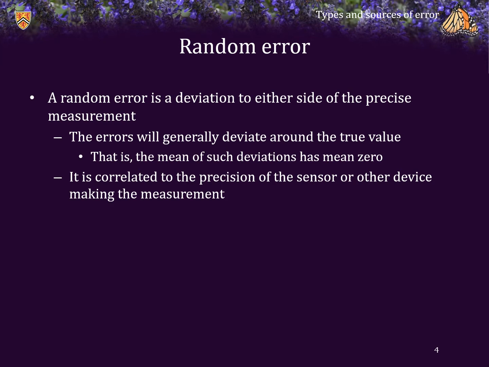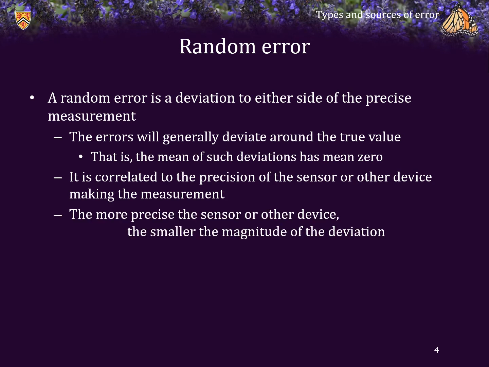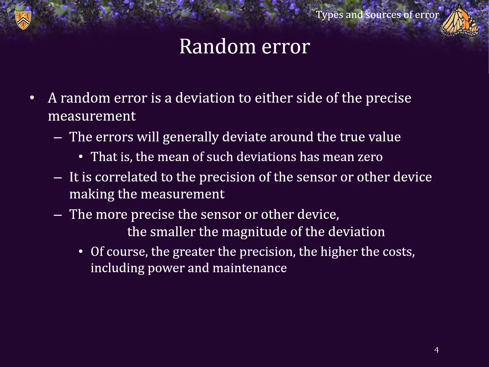Now, the size or the magnitude of these deviations are correlated to the precision of the sensor or other device that is making the measurement in question. And of course, the more precise your sensor or other device is, the smaller will be the magnitude of these deviations. Of course, if you have greater precision in your devices, that's going to result not only in higher initial costs, but probably it will use more power and have higher maintenance costs.